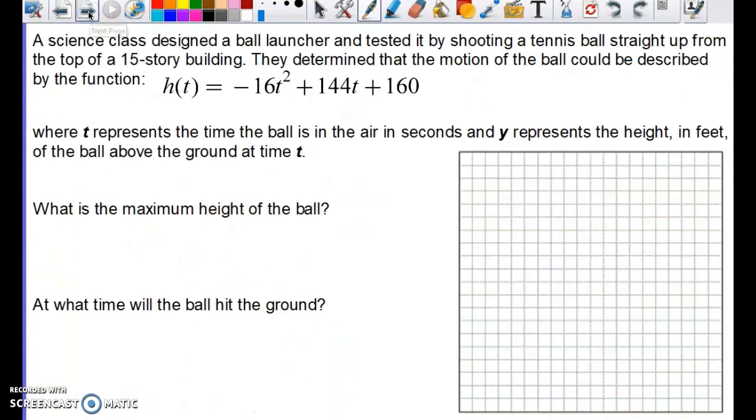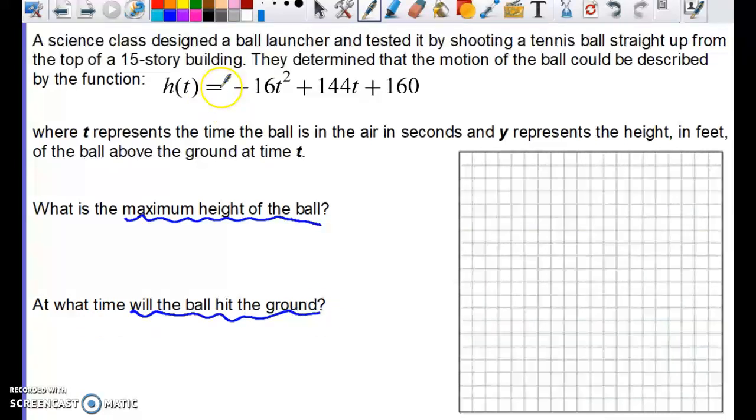Let's do another one. A science class designed a ball launcher and tested it by shooting a tennis ball straight up from the top of a 15-story building. They determined that the motion of the ball could be described by the function h of t equals negative 16t squared plus 144t plus 160, where t represents the time the ball is in the air in seconds, and y represents the height in feet of the ball above the ground at time t. So what is the maximum height of the ball is what we might want to know about this, and maybe we might want to know what time the ball will hit the ground.